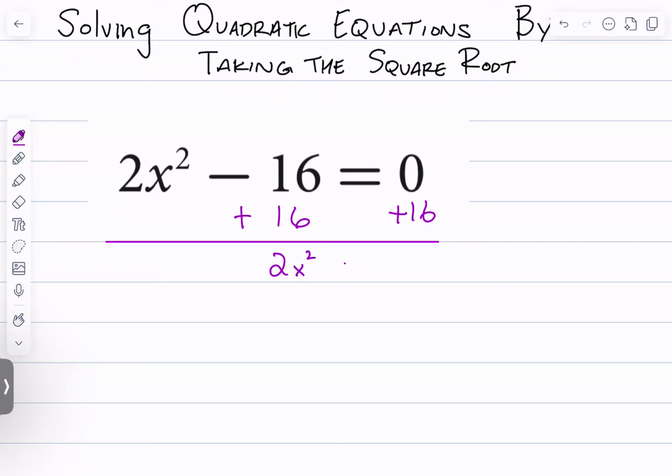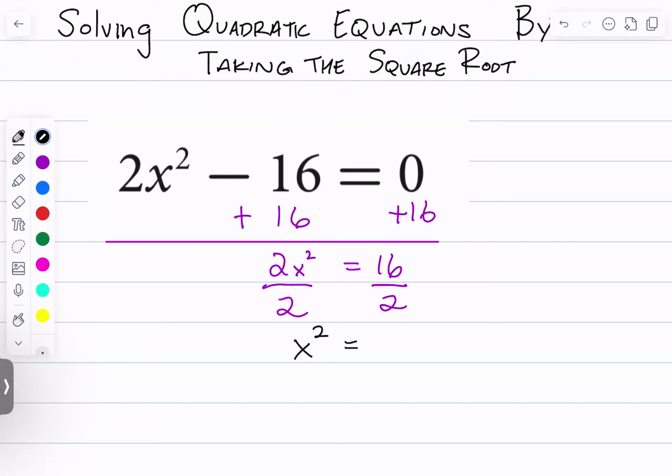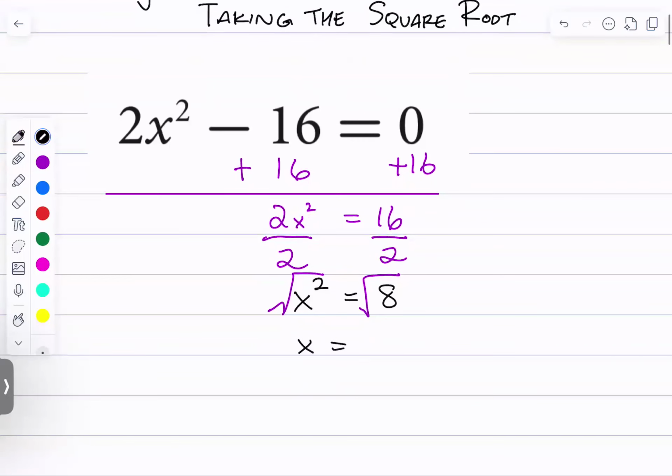So that's 2x squared equals 16. And we divide it by 2, divide it by 2. So then x squared equals 8. And then I'm going to take the square root on both sides. So we have x equals, and since I took the square root, I need to add the plus or minus.